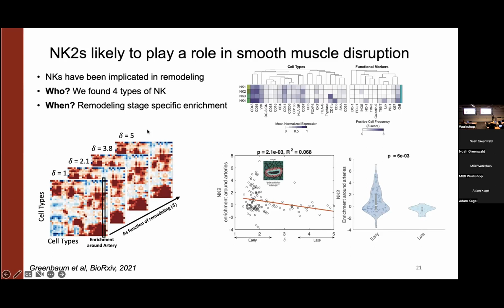And this is approximately when the smooth muscle layer gets disrupted. And this is a very good indication that this is the type of NK that actually participates in disrupting the smooth muscle layer during spiral artery remodeling.